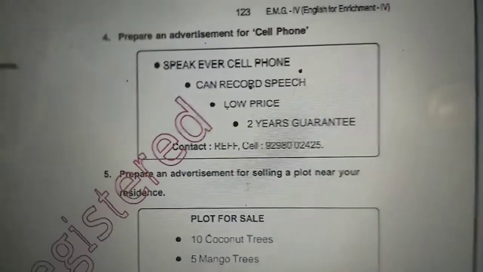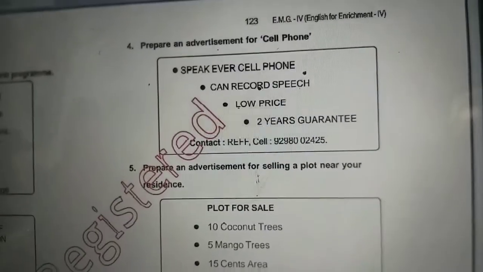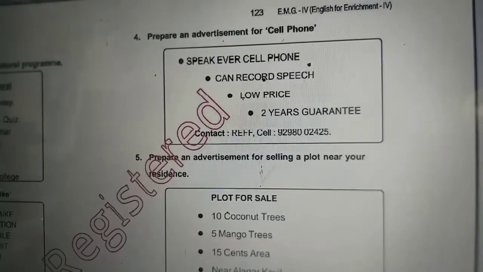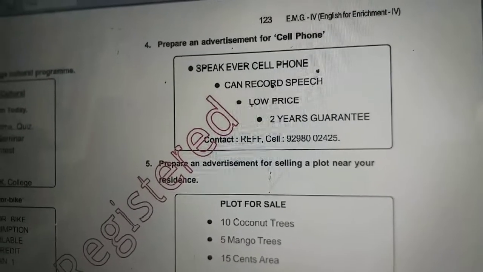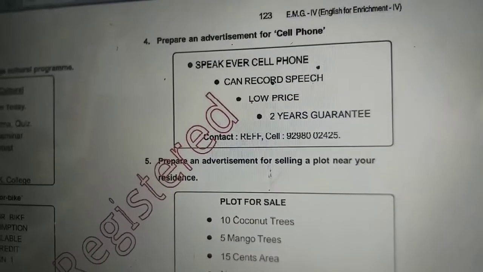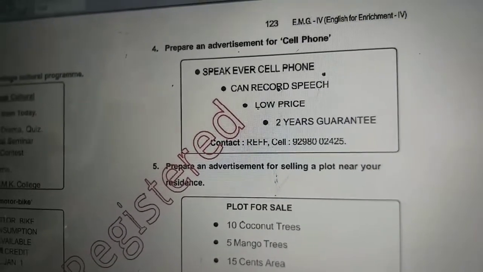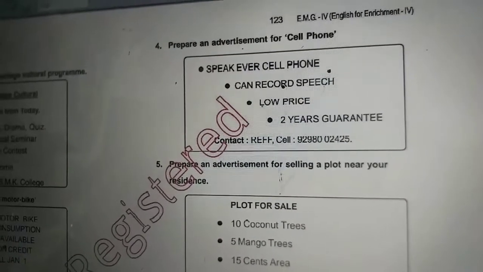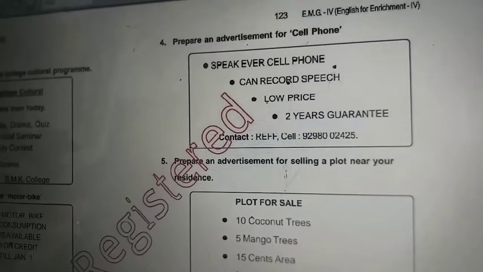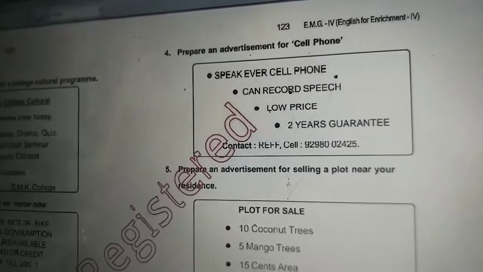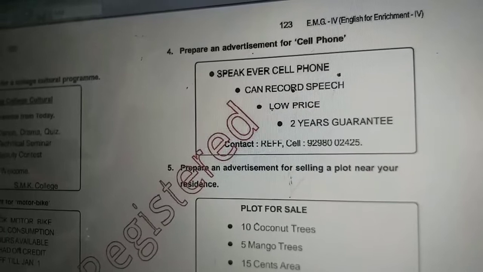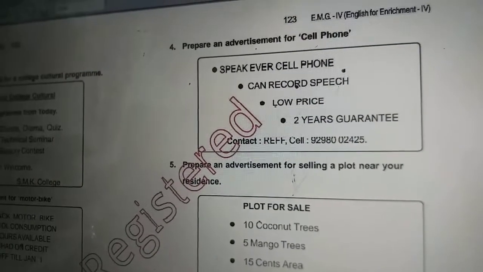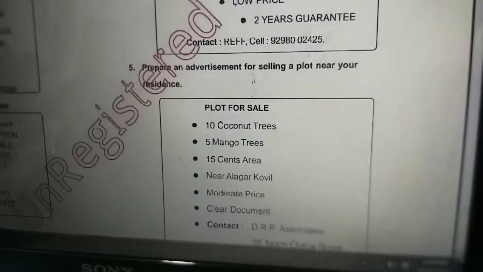And then here, prepare an advertisement for a cell phone. So here the same thing. For a cell phone, you give a title for the cell phone that you have with you, and you give the special features that you find have to be mentioned in the advertisement. It can record speech. You can get it at the lowest price, and the guarantee time that you give to the mobile phone. And here also the contact detail is given.